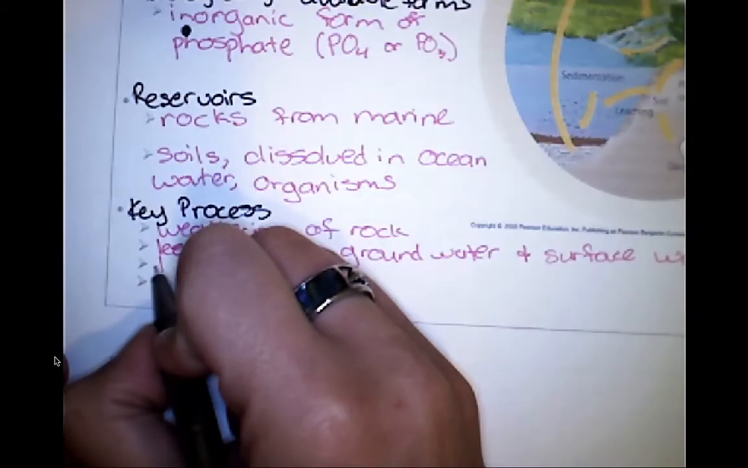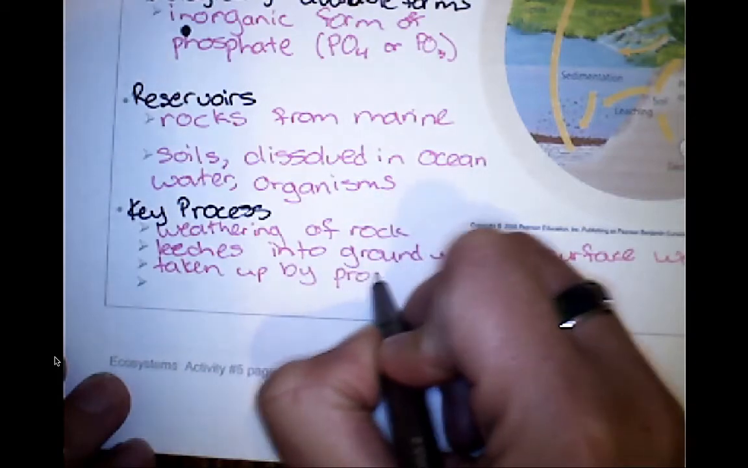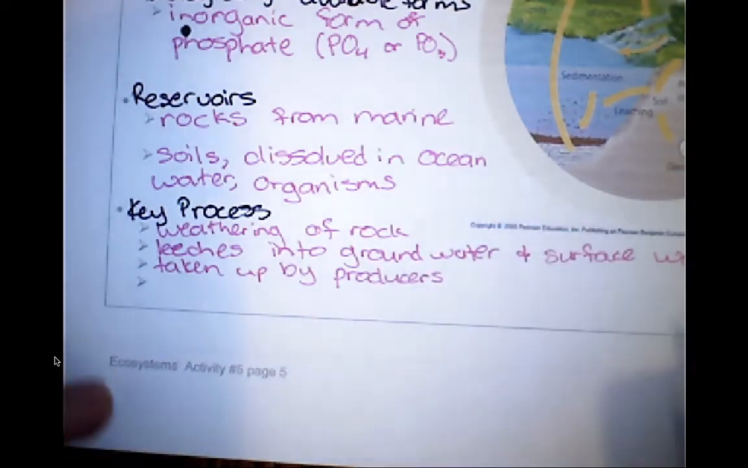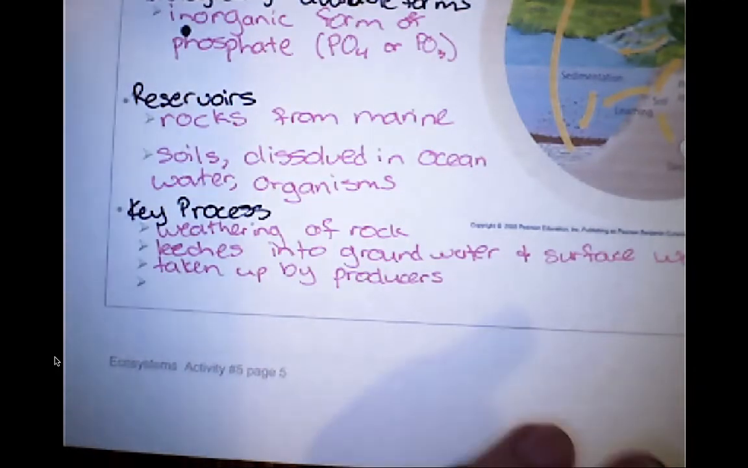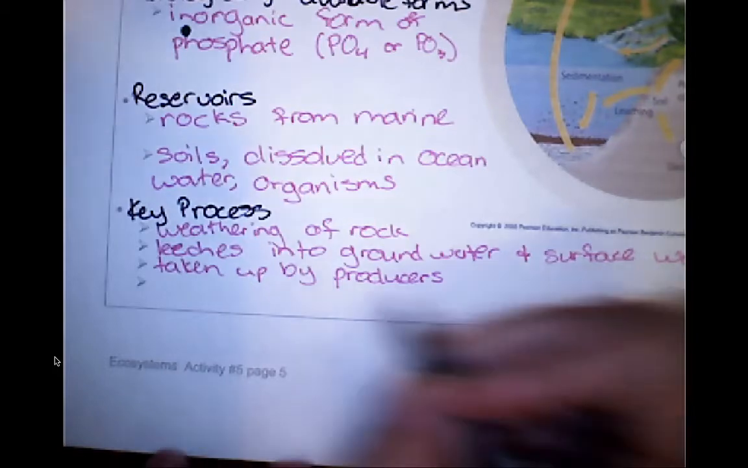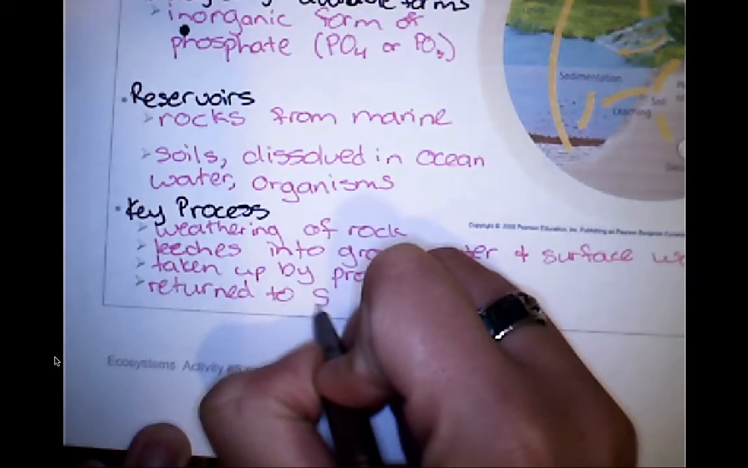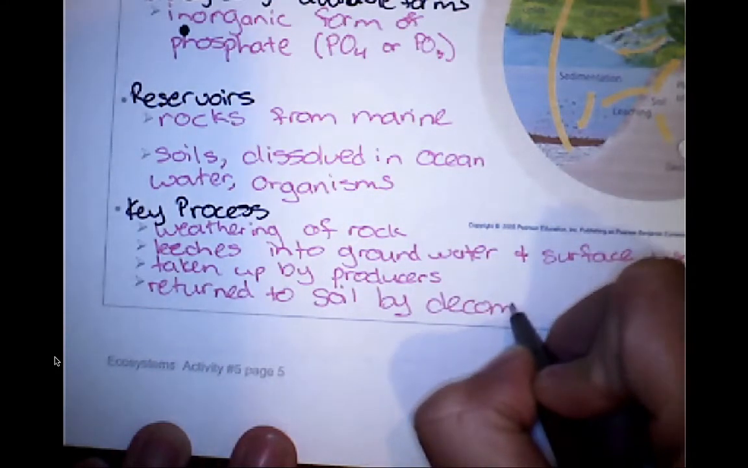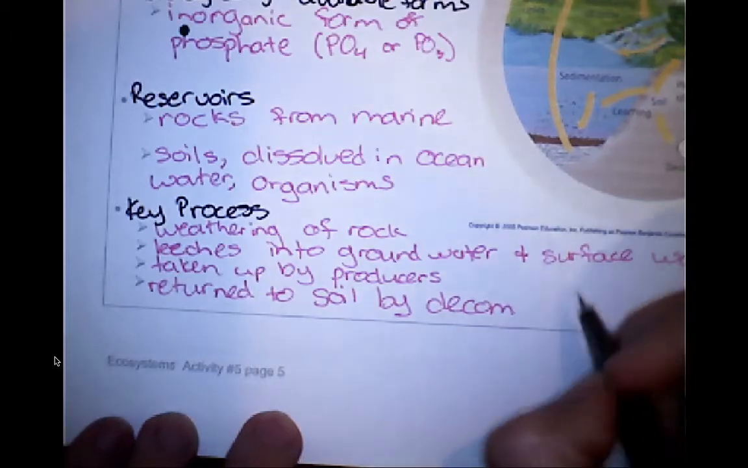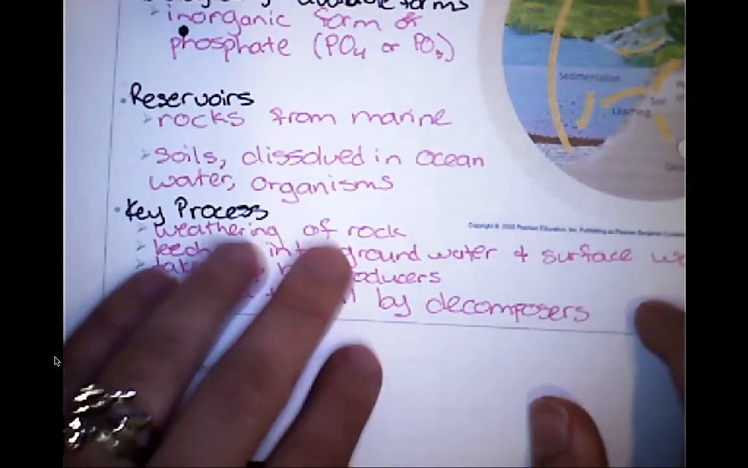Some is taken up by producers. When you talk about plants absorbing nutrients, one of the nutrients that they might be absorbing is phosphorus. And then some is returned to soil by decomposers. Remember how we talked about how decomposers return nutrients? This is a nutrient that we're talking about.